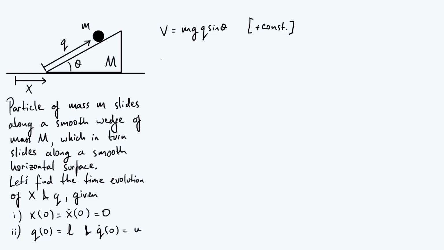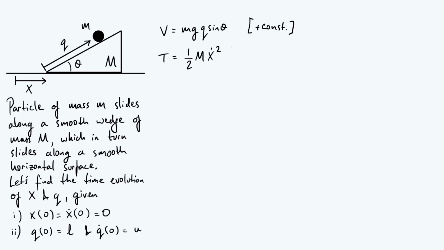Right, now let's do the kinetic energy term T. The kinetic energy of the wedge is straightforward because it's just a half times capital M times the velocity of the wedge squared. The wedge is just moving left and right, and so its velocity is x dot. So we get half capital M x dot squared.